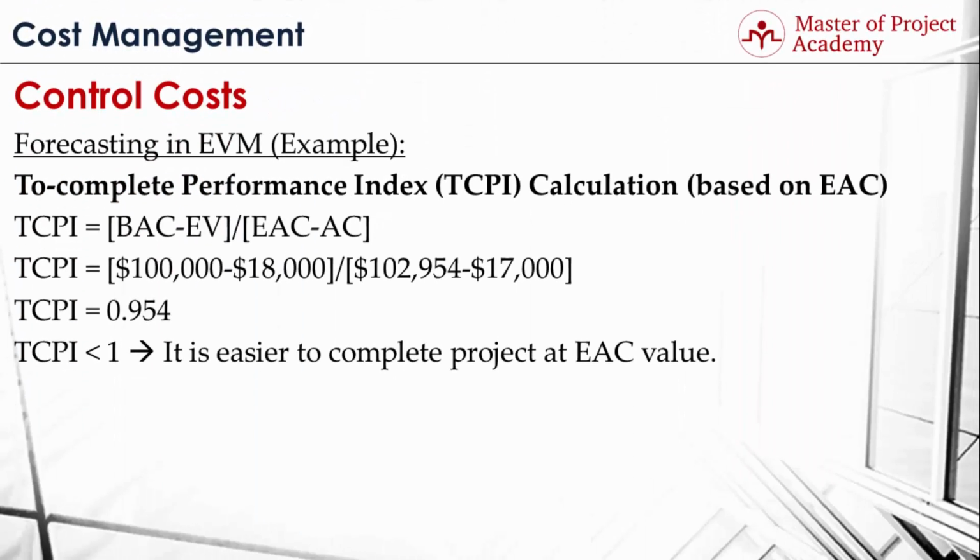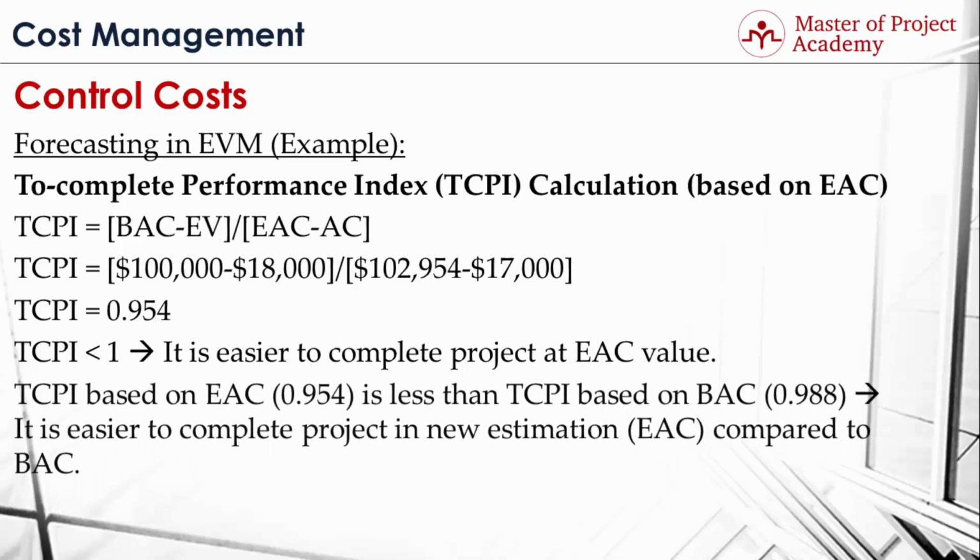When we use the second approach of TCPI, we will be placing EAC on the denominator instead of BAC. In this case, we put the EAC we found by the third approach, and the result is 0.954. Since the new EAC value is greater than the BAC, TCPI value we found in this approach is less than the one we found with the first approach. Thus, it will be easier to complete the project at the new EAC value than to complete the project at BAC value.